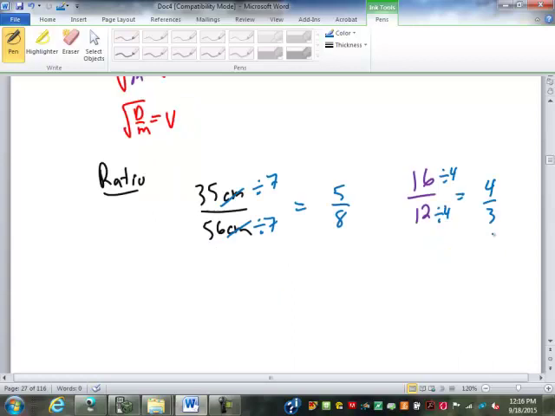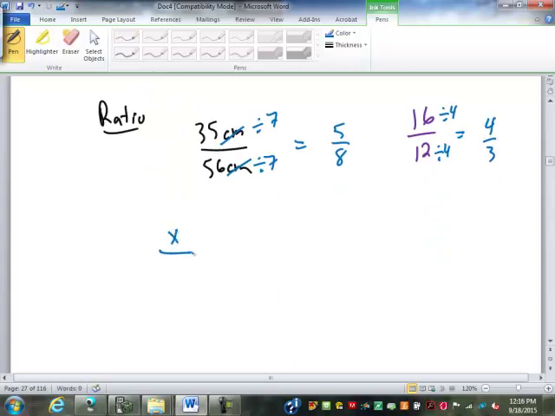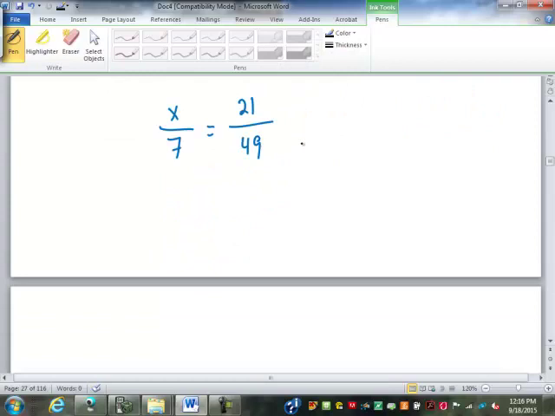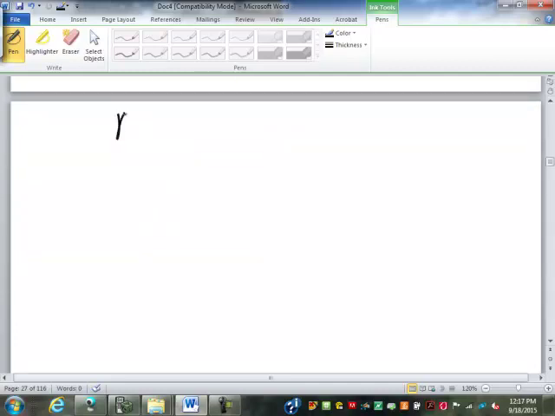We have a proportion like we had last week, where we might have x over 7 equals 21 over 49. Find x. We're going to have problems with our percents and other things. Of course, word problems with what we've talked about. And then, of course, we're going to have a lot of, as we did today, those measurement conversions.